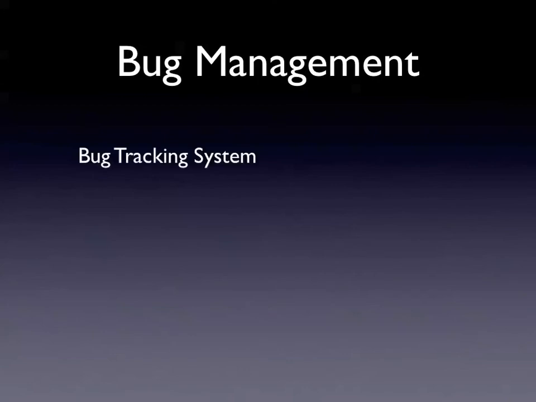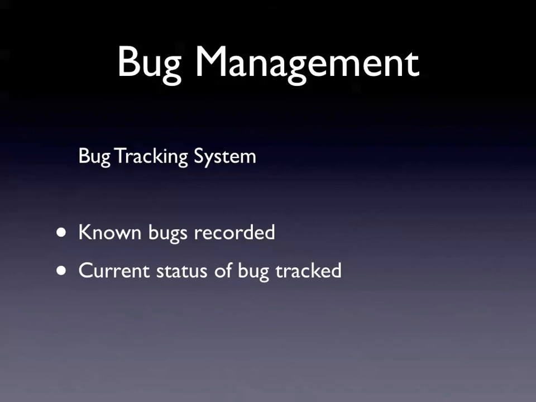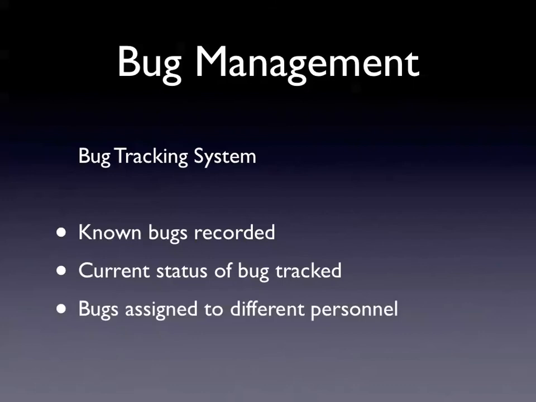Bug management. We have bug tracking systems, so you can input bugs into the system. You can track them throughout their progression through the life cycle. Known bugs can be recorded, and you can also track the current status so we know if they've been fixed, if they're currently being fixed, or if we're still investigating them. And we can also assign bugs to different personnel within a team. So if we've got a team of engineers, we can assign different bugs to different engineers so they can be fixed.